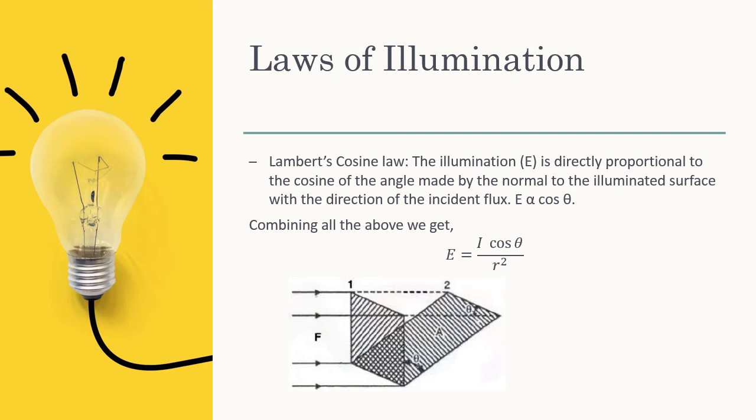Combine these three laws. First one is E is proportional to I. Second one is E is inversely proportional to R square. Third one is E is proportional to cos theta. So combined, E is equal to I cos theta by R square. So this is the final equation of illumination in terms of luminous intensity I, angle theta and the distance R.